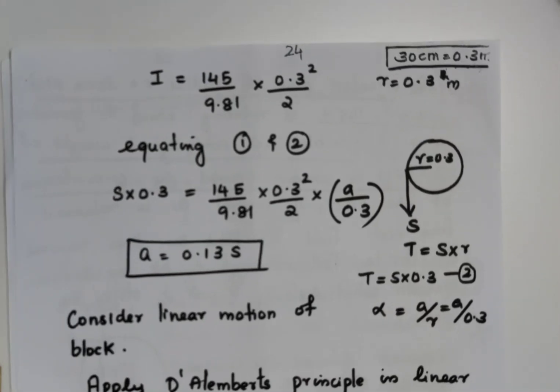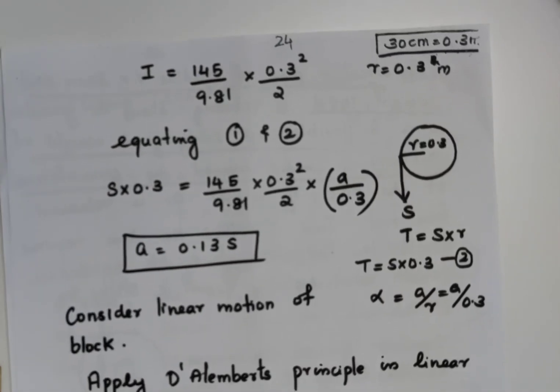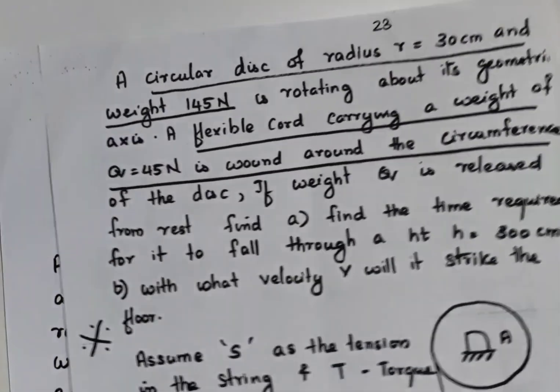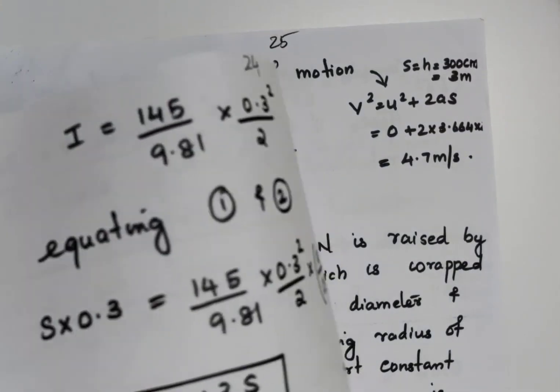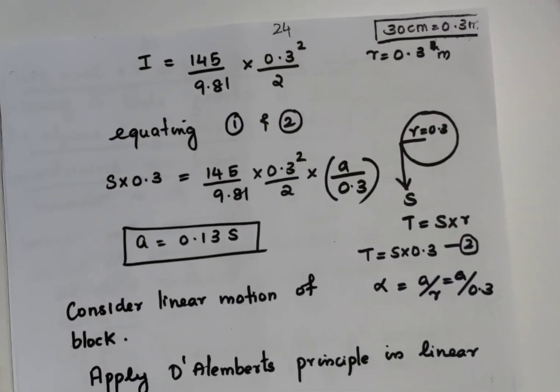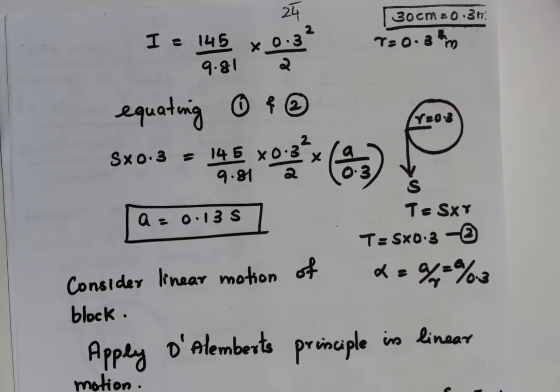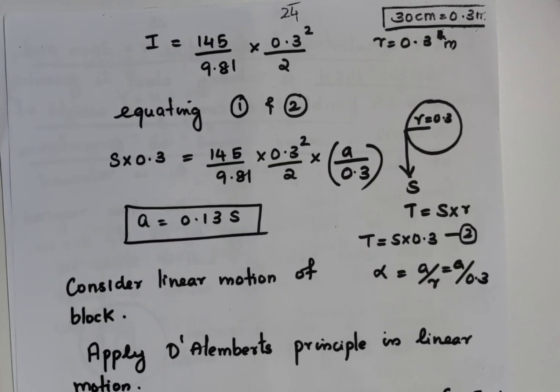Here the radius is given as 30 centimeters, so you have to convert into meter. That is, 30 centimeter is equal to 0.3 meter.